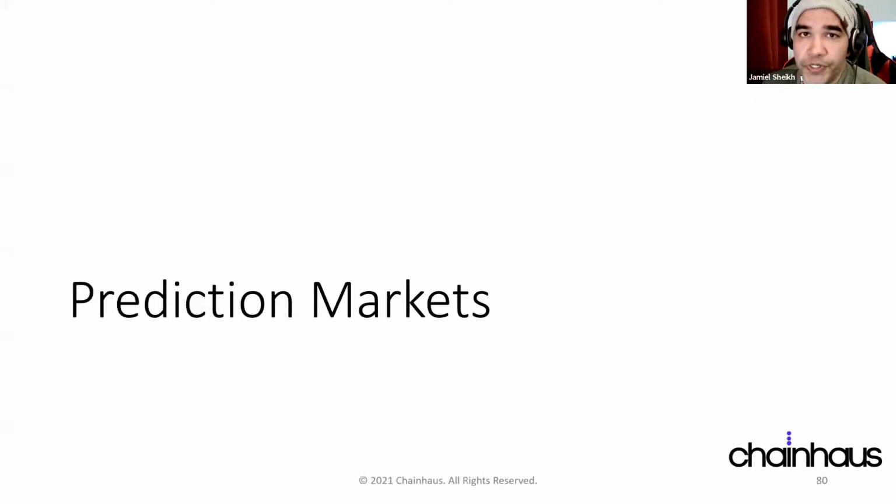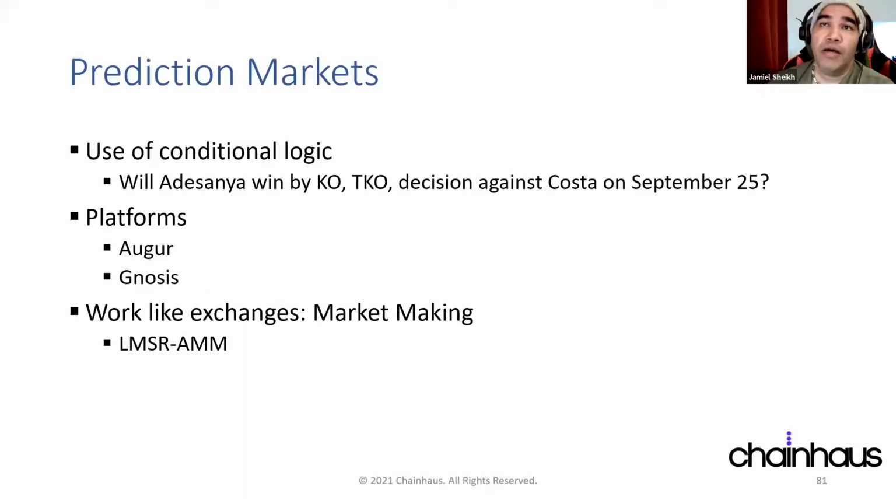Also, what has emerged in the DeFi space is called prediction markets. It's effectively a fancy word for betting. I can bet on things, right? There's a bunch of platforms or protocols that do that. Augur and Gnosis are examples of two of these protocols. I can bet on almost anything. I can create a bet.